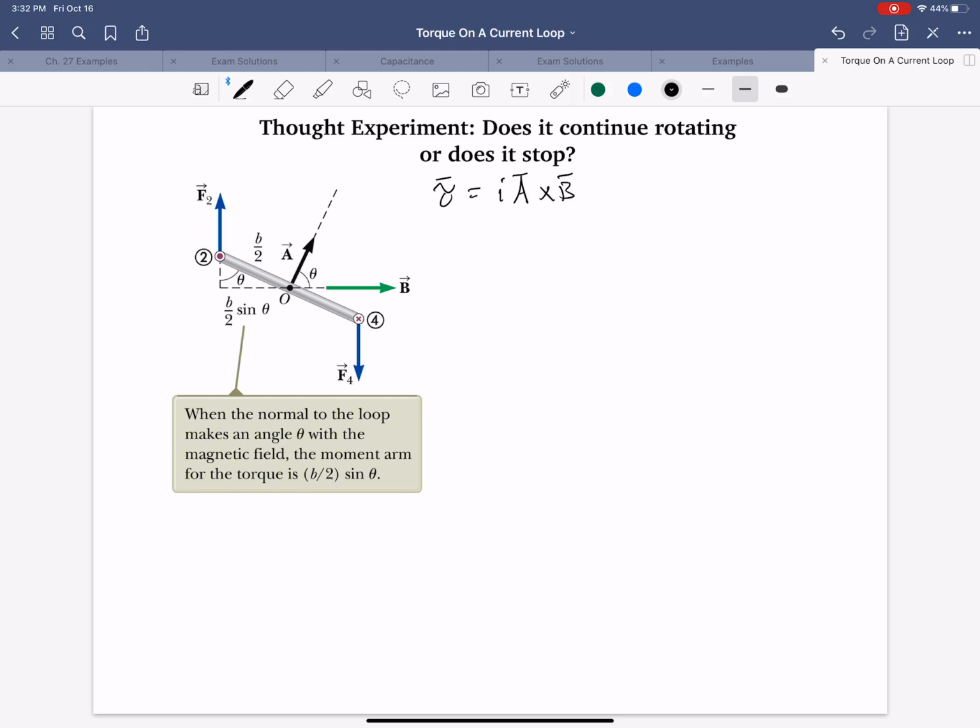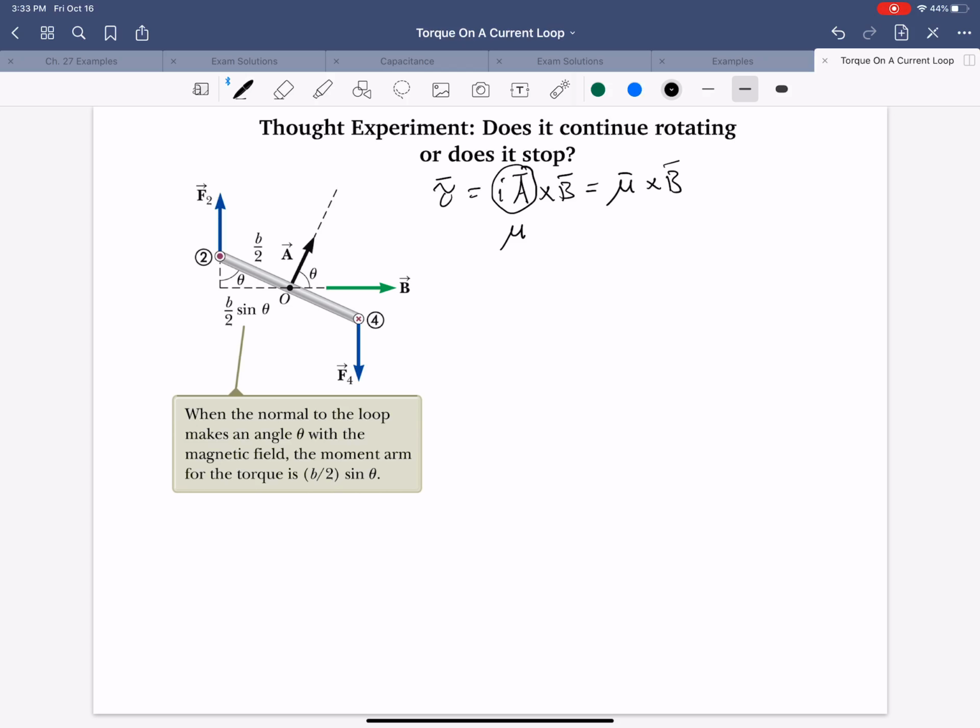What I didn't mention last video was that this value of I times A is known as the magnetic moment, the magnetic dipole moment. And it's kind of a dipole because you only have two current directions, two segments of this closed loop acting kind of like a dipole. And so this is mu, and so you can also write the torque as mu vector cross B. So keep that in mind.